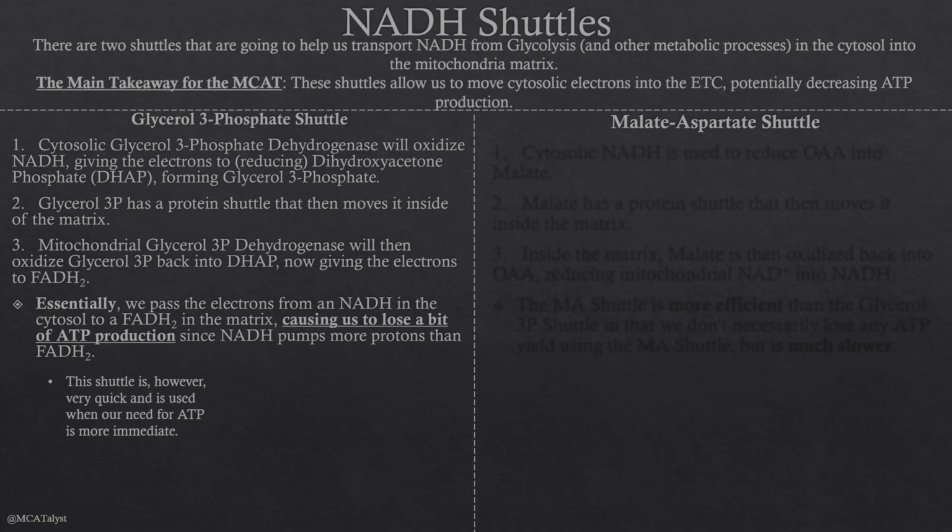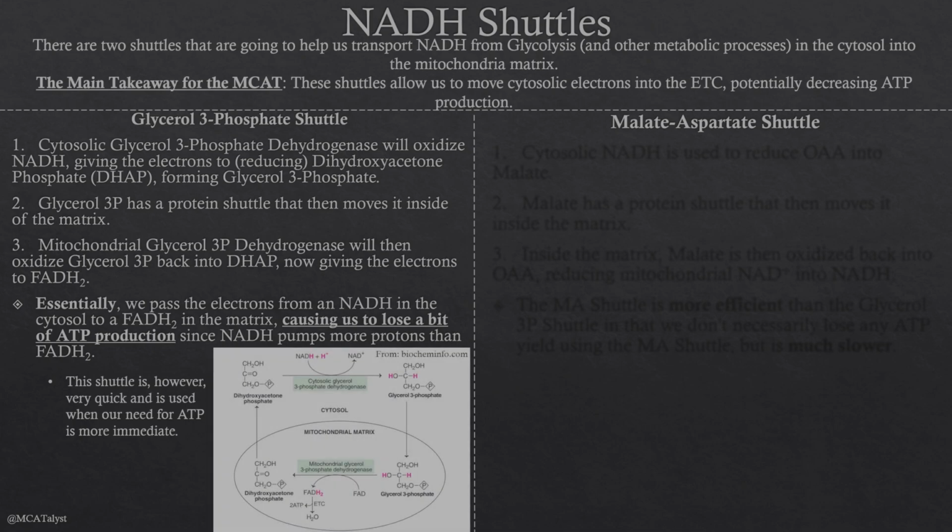So kind of like how we talked about with the PDC and fermentation, there's some scenarios where we need ATP fast. The G3P shuttle is one of those scenarios. We're going to prioritize using the G3P shuttle because it's faster at producing ATP, it just slightly decreases our yield a little bit. This is what the actual reaction looks like. It's pretty complex. Like I said, I only recommend understanding the main takeaway: basically what we're doing is passing the electrons from a cytosolic NADH to a matrix FADH2. And that's how we can essentially get the electrons from cytosolic NADH into the mitochondrial matrix for the electron transport chain.